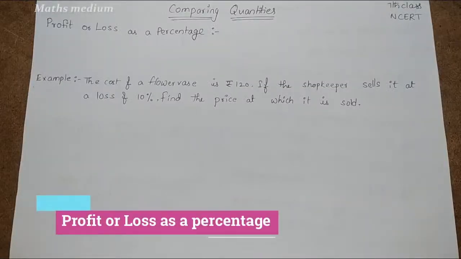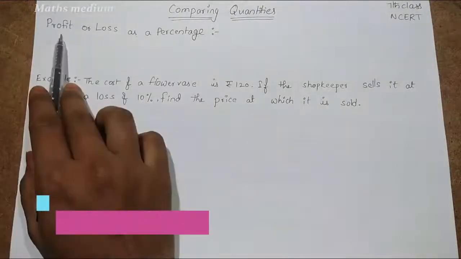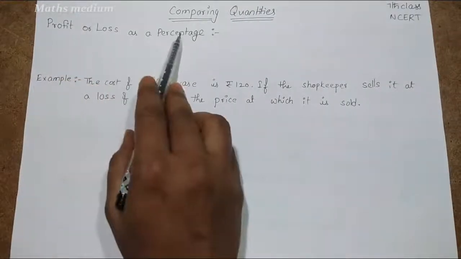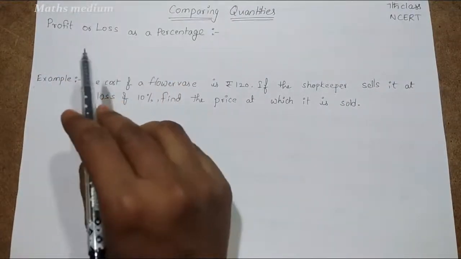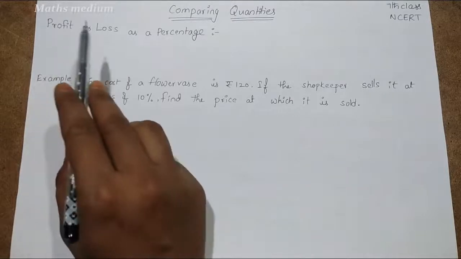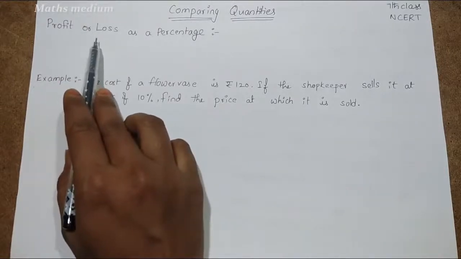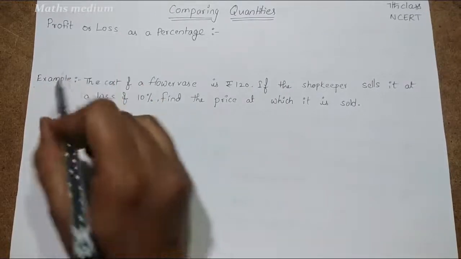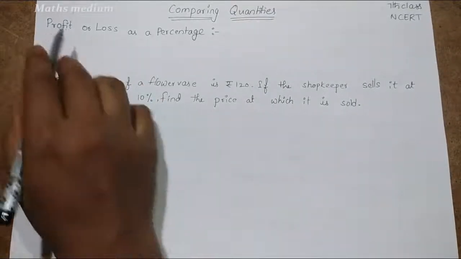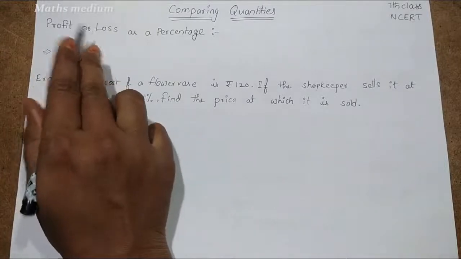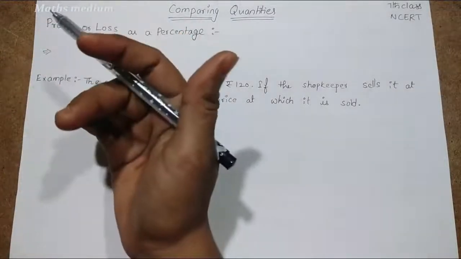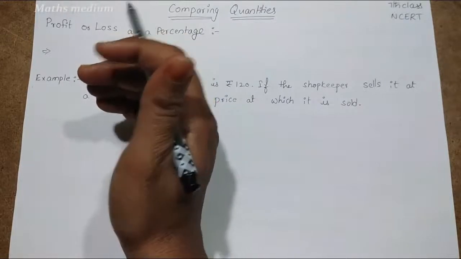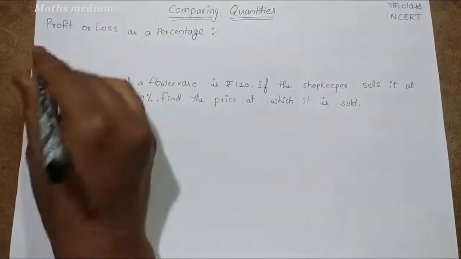Today I came with another topic, that is profit or loss as a percentage from Comparing Quantities, 7th class NCERT. In previous videos we already discussed what is a profit and what is a loss. In this session we are going to learn profit percentage or loss percentage. We know the percentage. So either profit or loss is based on the cost price, it means buying price. So by using that we are making the formula here.